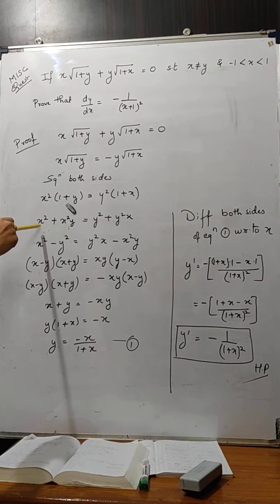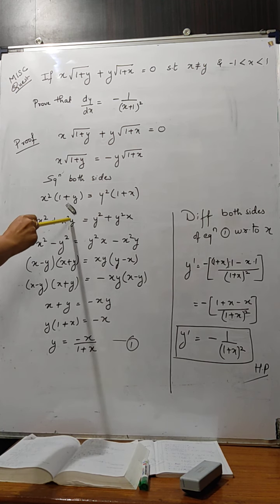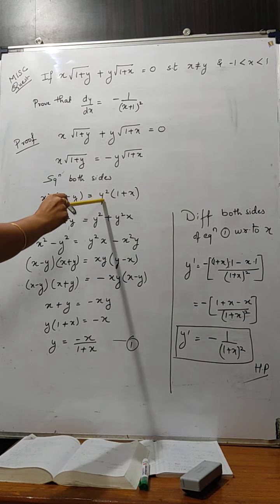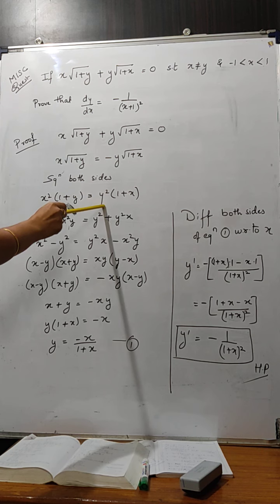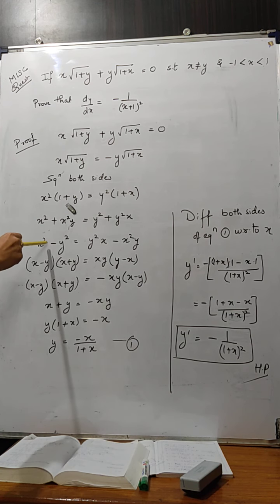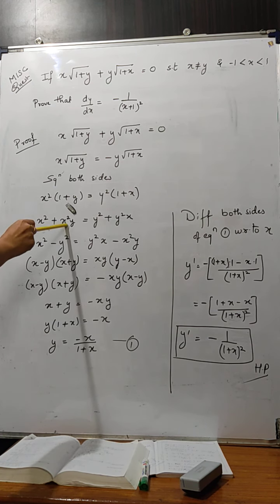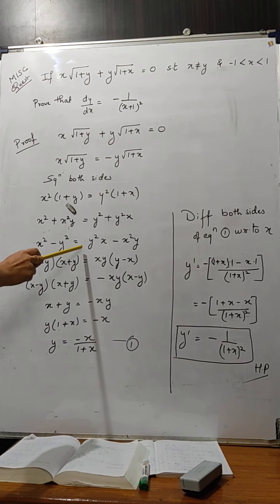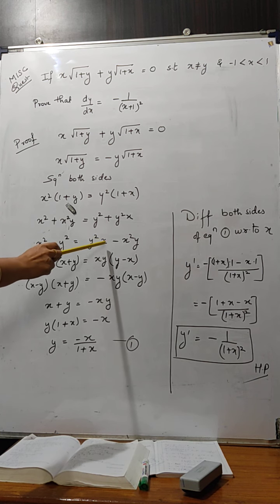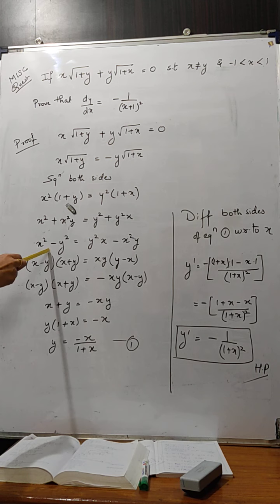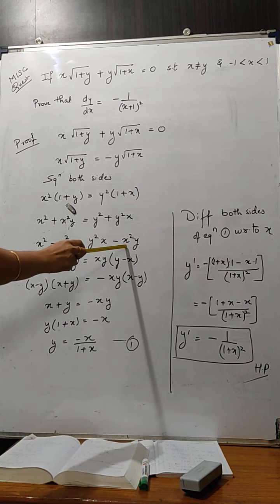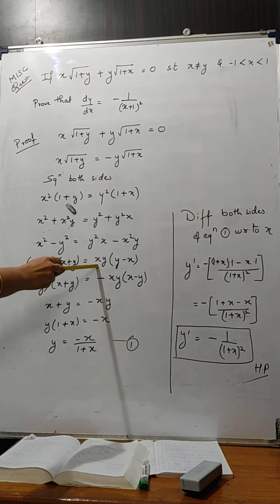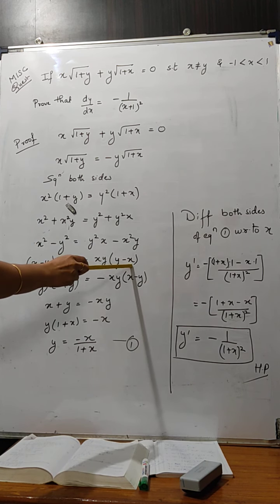After we open the bracket, we will be getting x square plus x square y equal to y square plus y square x. So shifting y square to the left hand side and this function over to the right hand side, we are getting x square minus y square equal to y square x minus x square y. Applying a square minus b square will be x minus y into x plus y, and taking xy common from here, we will be getting xy into y minus x.